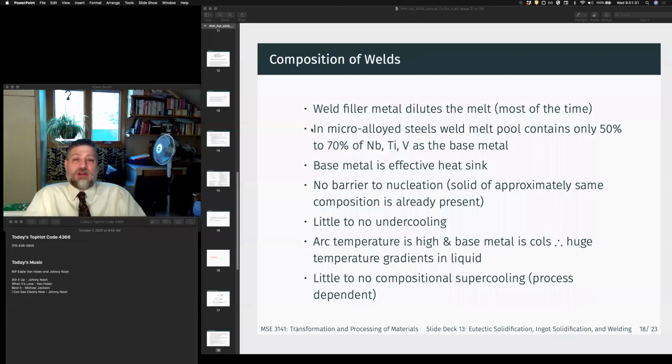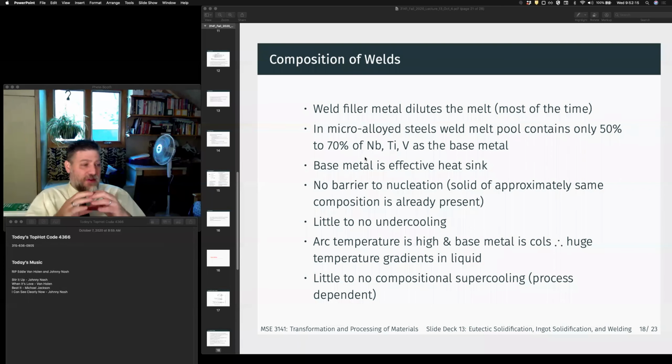The composition of welds, we can either have an autogenous weld where we don't have a filler metal or the filler metal is the exact same composition. Most of the time we're using a different filler metal, and the choice of that filler metal is really important, and why we do certain things becomes really complicated. But it's important to know that generally the weld filler metal dilutes the melt. If we look in microalloyed steels, the weld melt pool might contain only 50% or 70% of really important alloying elements like niobium and titanium and vanadium as the base metal.